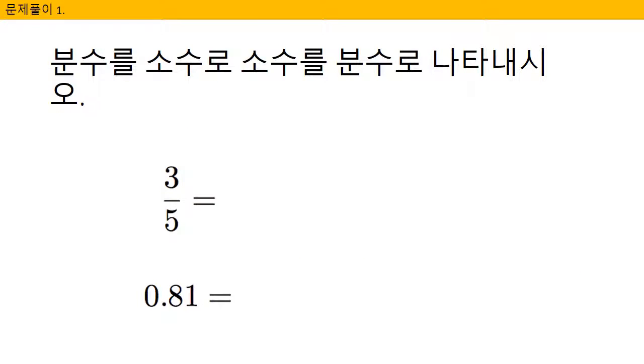The first question asks us to express fractions as decimals and decimals as fractions. So our first fraction is 3 over 5. The first step that we're going to take is making the denominator 10 so that it's easy to convert into a decimal. In order to do this, we're going to multiply 3 over 5 by 2 over 2, and this gets us to 6 over 10. Now we know that our final answer is that 3 over 5 is 0.6 in decimal form.